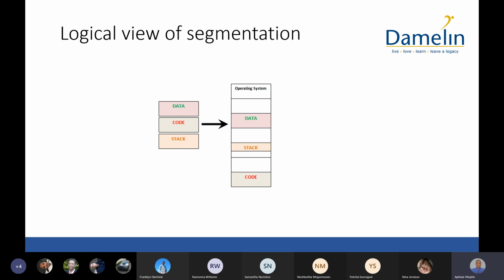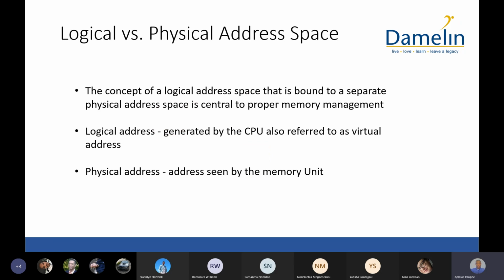Okay, so this is a logical view of segmentation. A program, which is a process, is divided into different sections in variable blocks, and it may be sent as segments rather than pages to the main memory. So we tend to refer to logical versus physical address space, or real memory versus virtual memory. Those are the terms we normally use in memory management.